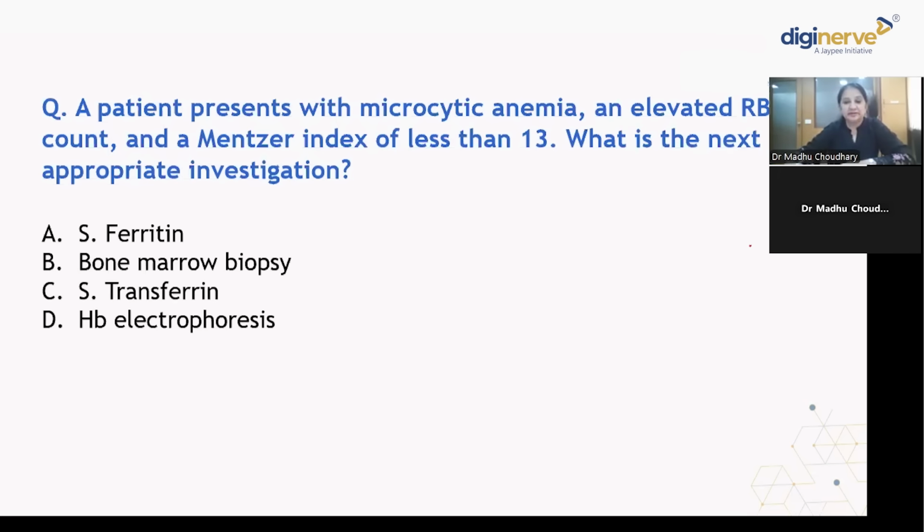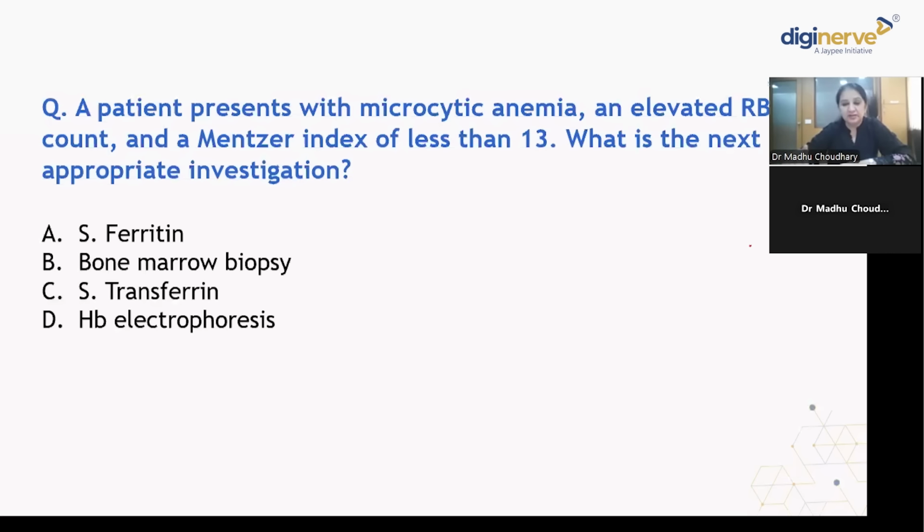Okay, this is the second question on your anemias, that is microcytic anemia. But here they've not asked the causes. They've asked us to tell us what is the next appropriate investigation in a patient with elevated RBC, microcytic anemia, Mentzer index of less than 13.